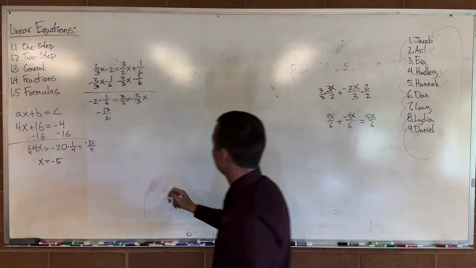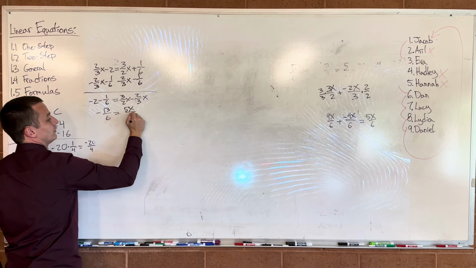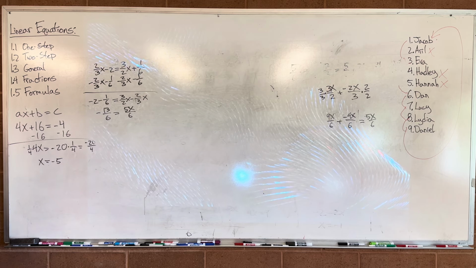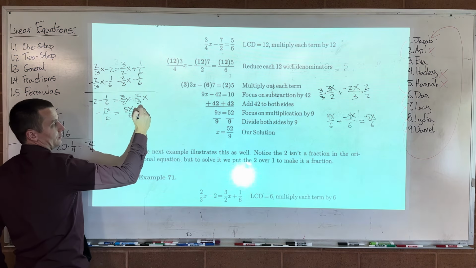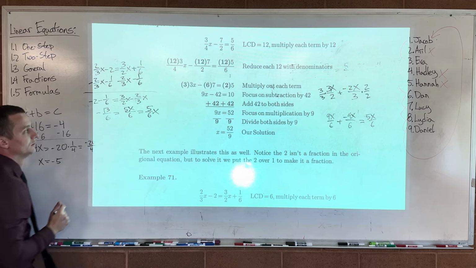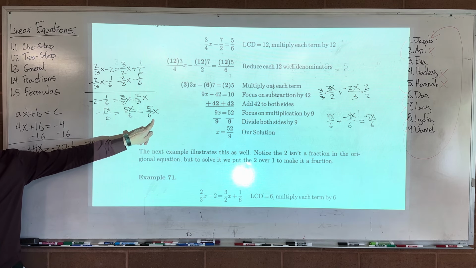Okay, so this is equal to 5x over 6. Now what do I need to do? Let's rewrite this in case that's throwing you off. 5x over 6 is the same thing as 5/6 x. Make sense? So now what do I need to do? How do I get the x by itself?